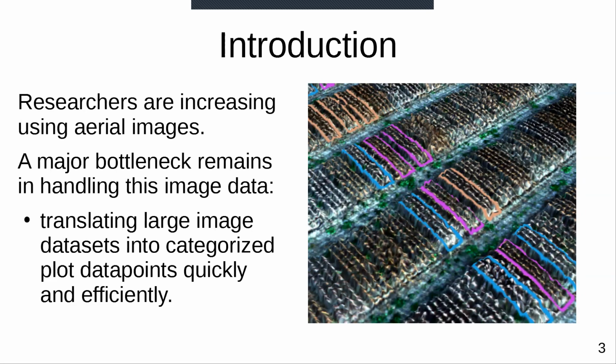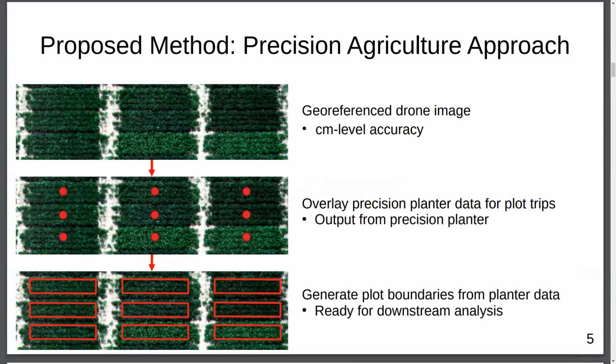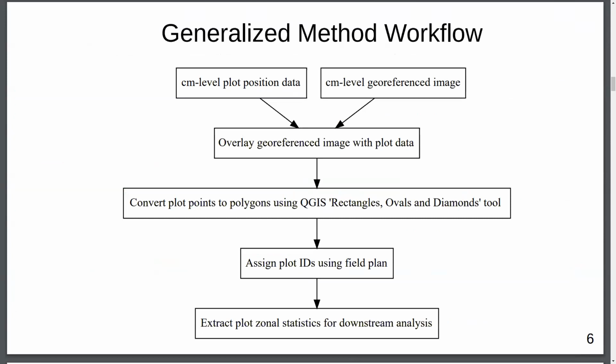So the proposed method, like I mentioned, is you take your drone image, you overlay your planter data, and you can very easily generate your plot boundaries for your downstream analysis. Okay, so you overlay your data. So yeah, the generalized workflow: you have your plot data, you have your georeferenced image, you can overlay them.